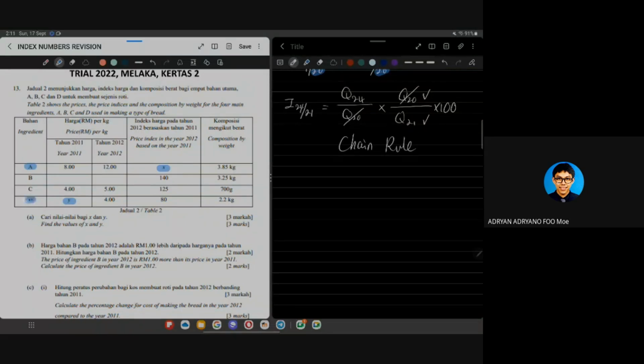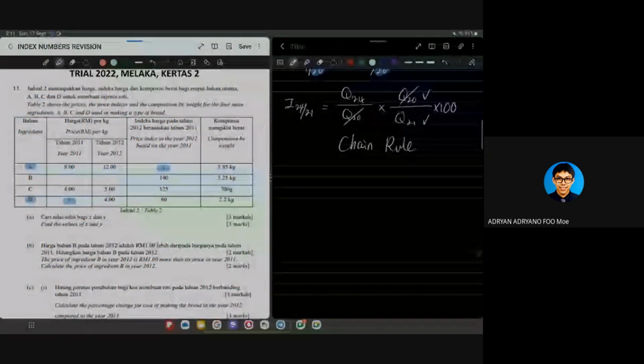So that I know if I want to solve for X and Y, I will not be looking at B and C. Because a lot of you students, this is the problem. You look at the question and see which one I want to use, which one I don't know how to use. So this is one method. You see what the question wants? X and Y. So X is ingredient A, and Y is ingredient D. So I only use these two.